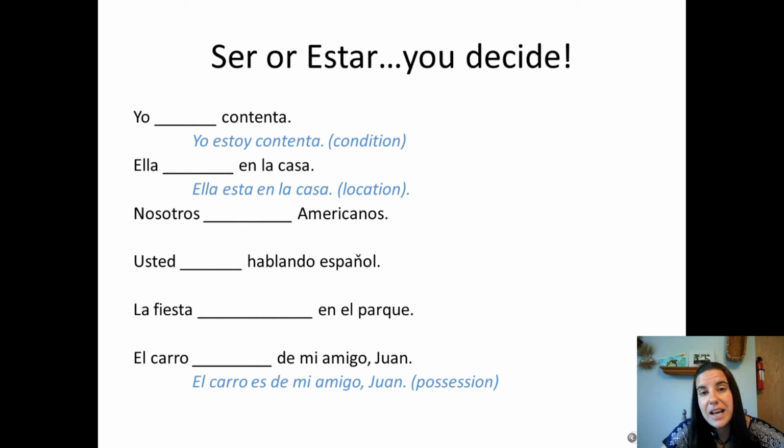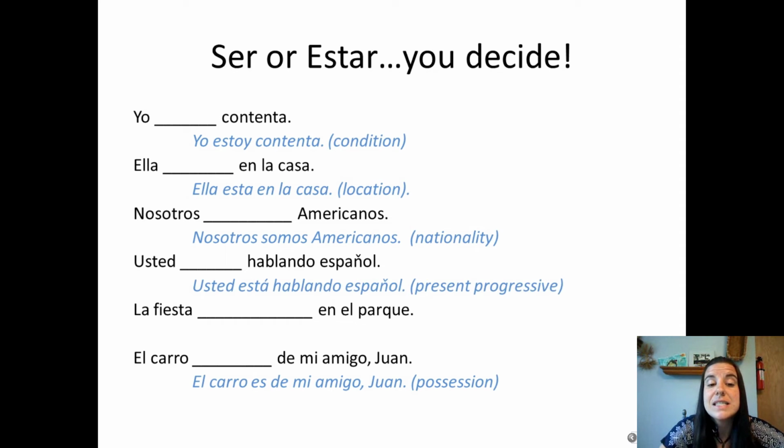Nosotros blank americanos. Nosotros somos americanos, and the rule for that is nationality. Usted blank hablando español. Usted está hablando español, because that's the present progressive. La fiesta blank en el parque. La fiesta es en el parque, because will happen at. And el carro blank de mi amigo Juan. El carro es de mi amigo Juan, and that's an example of possession.